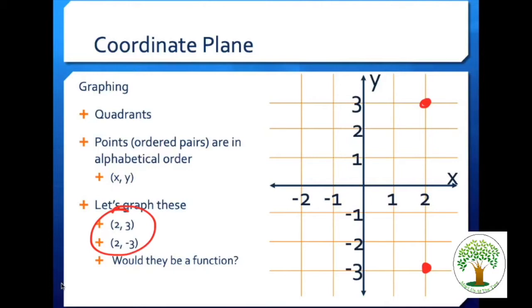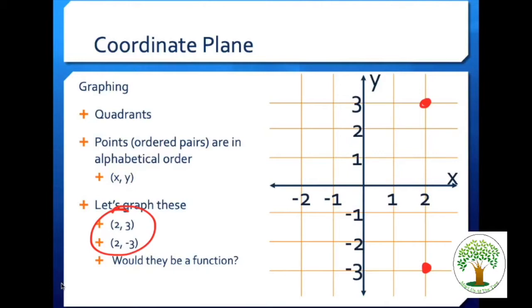If you can put a vertical line on a graph and it touches it in more than one spot, it is not a function because it would have two different y values for the same x. Okay? And we can't have that. We said that wouldn't work for a function.